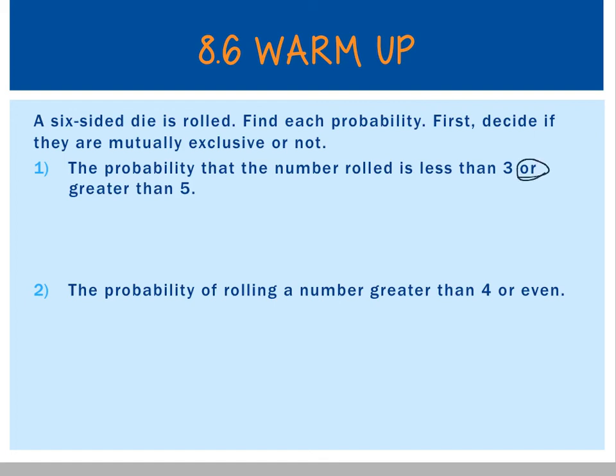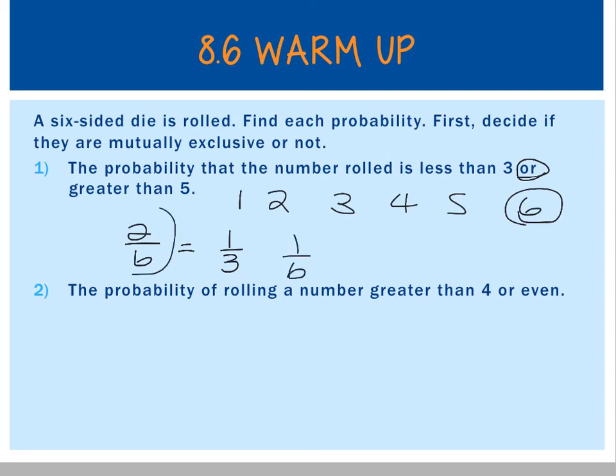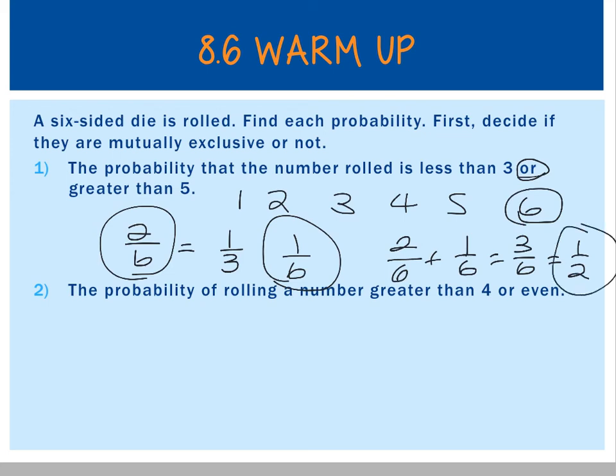So if I have a die that is 1, 2, 3, 4, 5, 6, how many numbers there would be less than 3? 2 of them. So the first probability would be 2 out of 6, or you could reduce that to 1/3. How many of those are greater than 5? 1 out of the 6. Because they had the same denominator, you could have reduced or you could have kept them that way. 2/6 plus 1/6 is 3/6, which is 1/2.